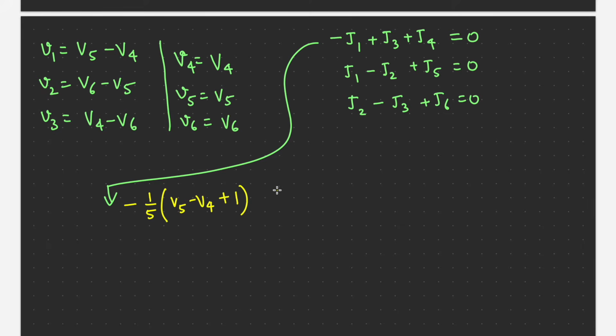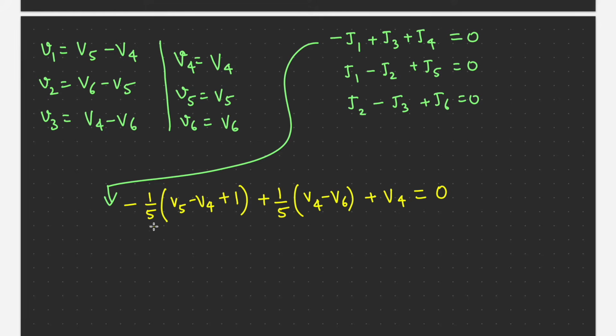Then plus J3. J3 again has a 5 ohm resistance, so 1 by 5 into J3, which is V4 minus V6, into 1 by 5 conductance, plus J4, which is just V4, equal to 0. So this is the first equation.